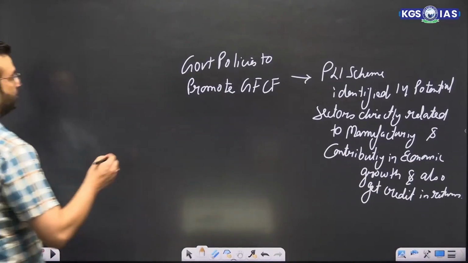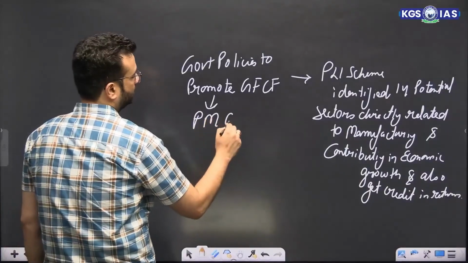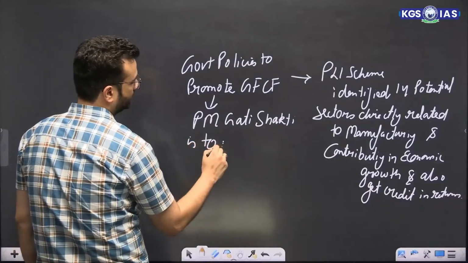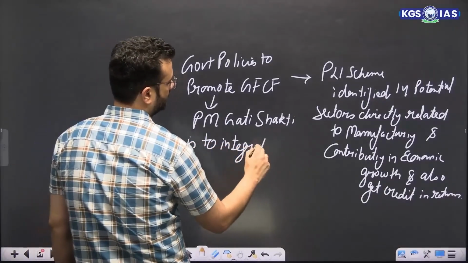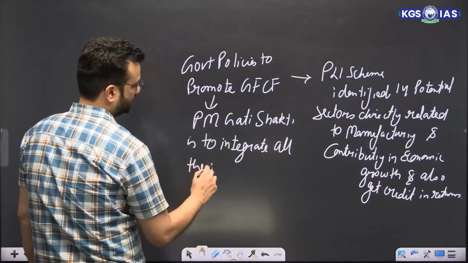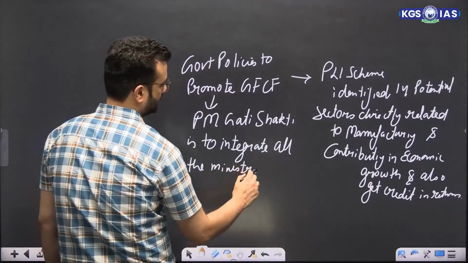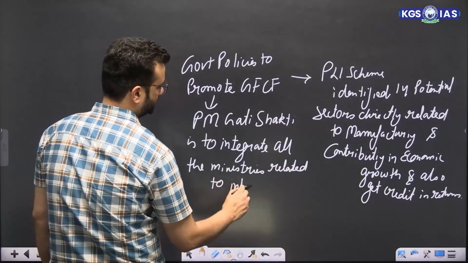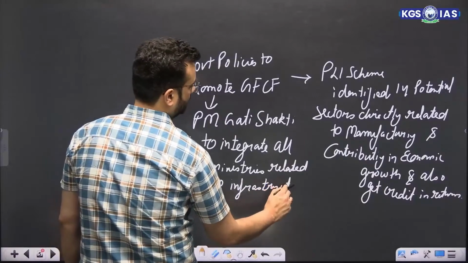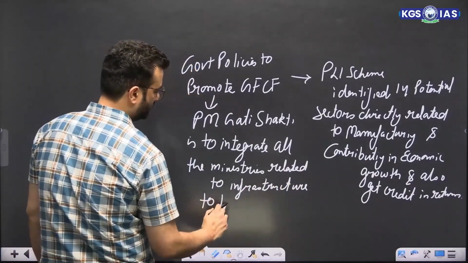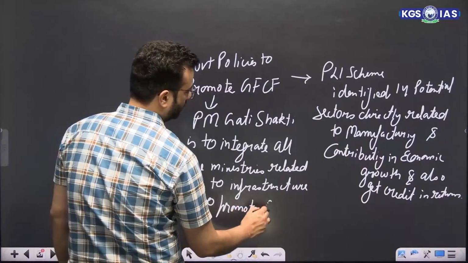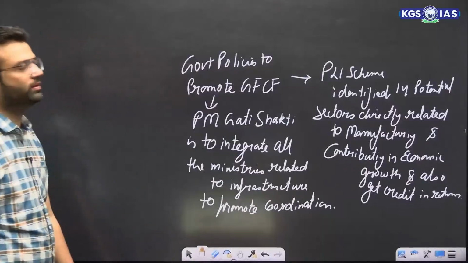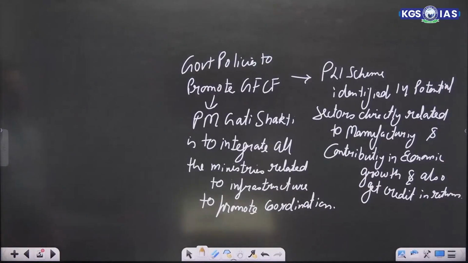Then after this, PM Gati Shakti. What is the objective of Gati Shakti? Is to integrate all the ministries related to infrastructure, to enhance synchronization, to promote coordination in development. Coordination को promote करने के लिए. Enhance synchronization to promote coordination.